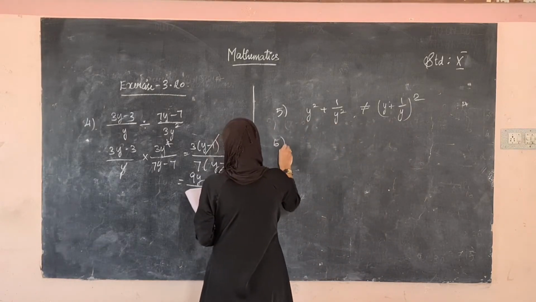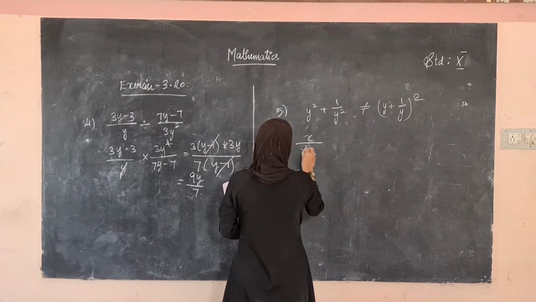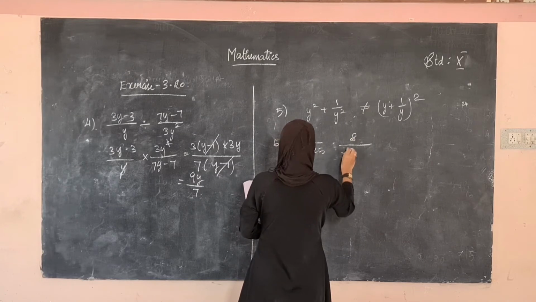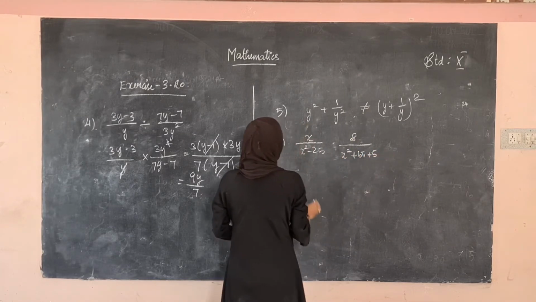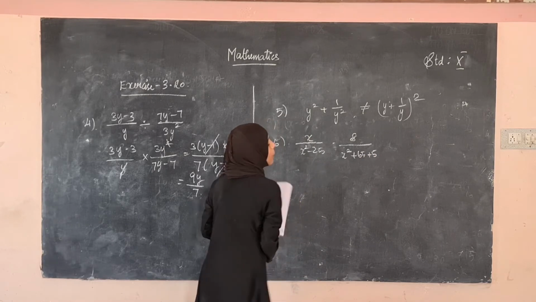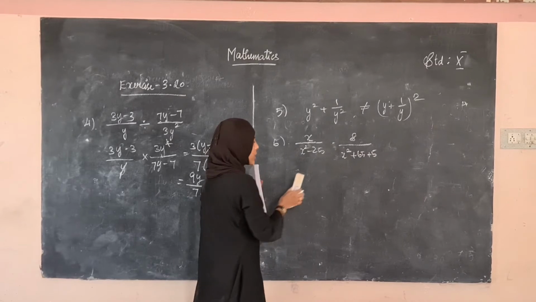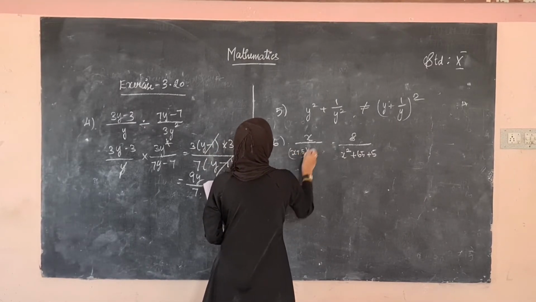Now the sixth sum. See here, x divided by x square minus 25, minus 8 divided by x square plus 6x plus 5. See, this can be written as x square minus 5 square. 5 square is 25, right? Yes, it is in the format of a square minus b square. So this can be written as x plus 5 into x minus 5.